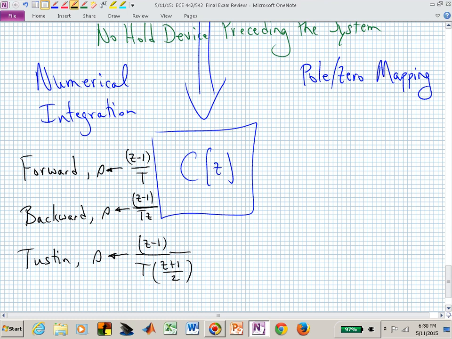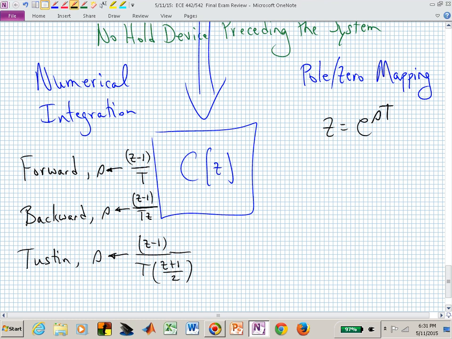The pole zero mapping techniques are all based on this relationship between S and Z. Z is equal to e to the ST. That's an advance of capital T units of time. Z to the minus 1 is e to the minus ST. That's a delay of one sample period.